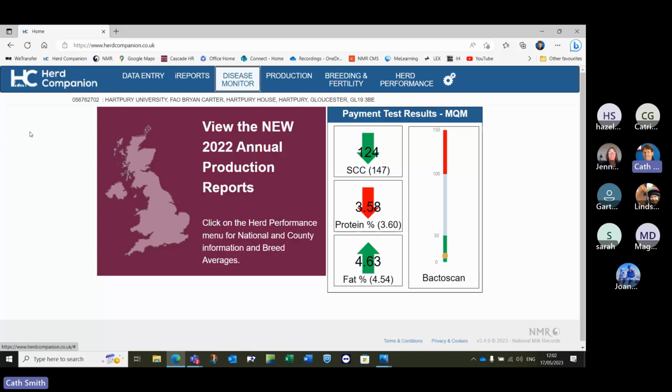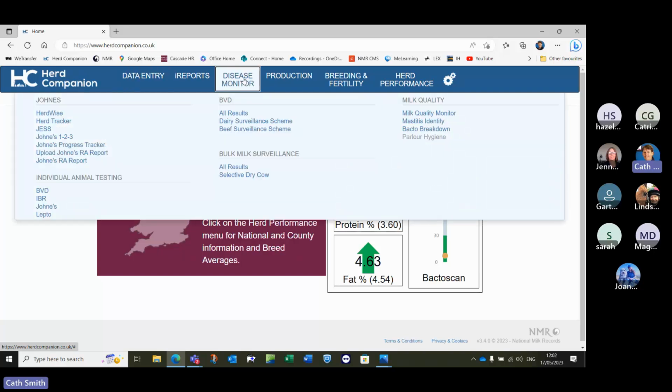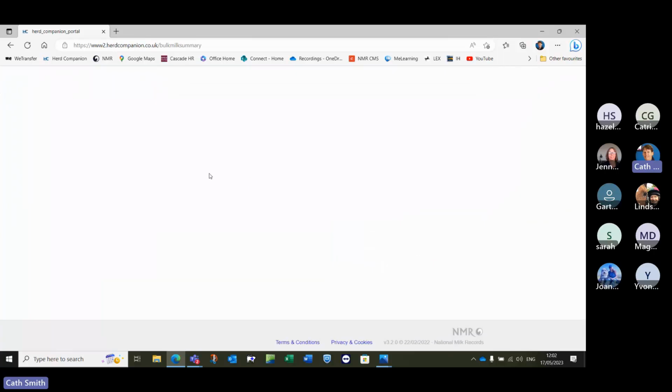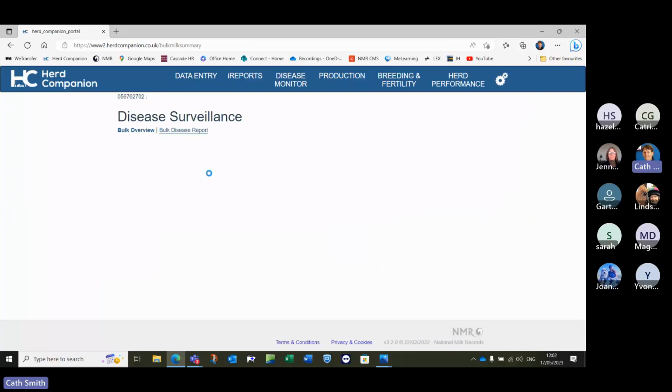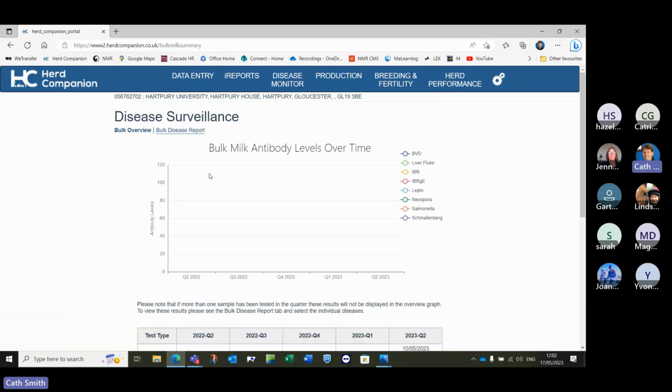So Herd Companion today, we are looking at the bulk milk information just to show you what is actually available in case you weren't aware. Both things today are under the disease monitor header, and then we come straight down into here, all results. Now I'm using Hartbury University data, which is really good because they do absolutely everything, and they've got nice examples of the types of services that we do.